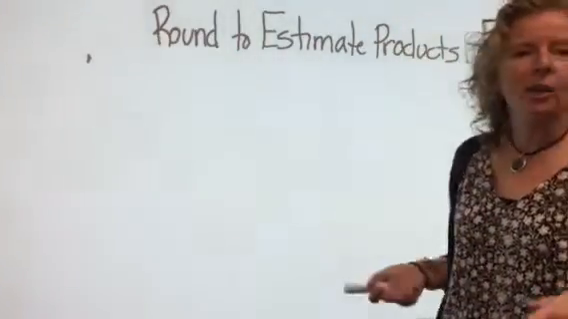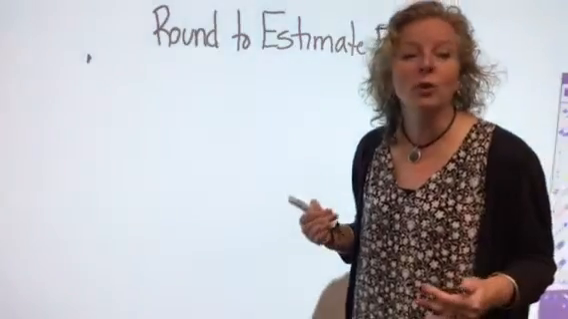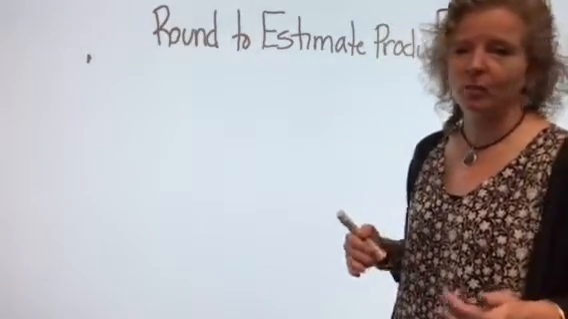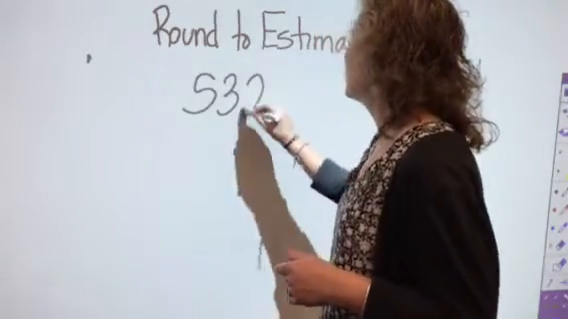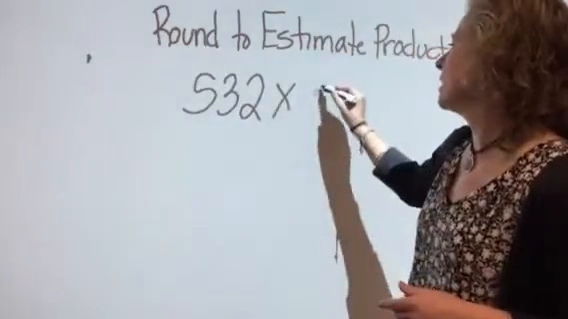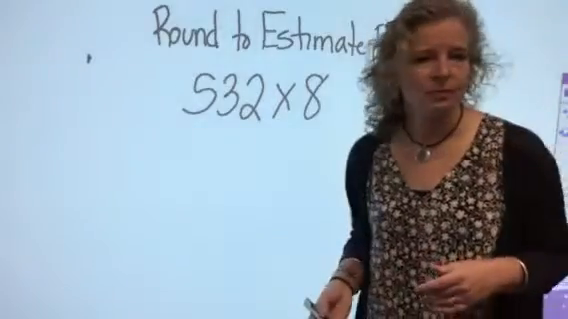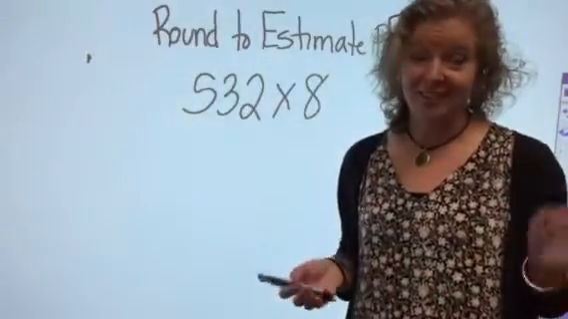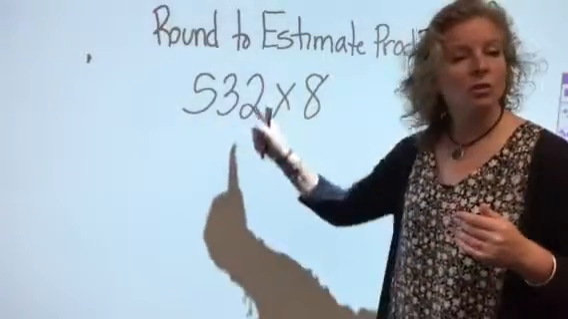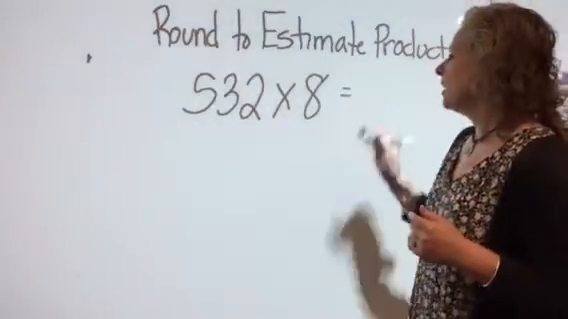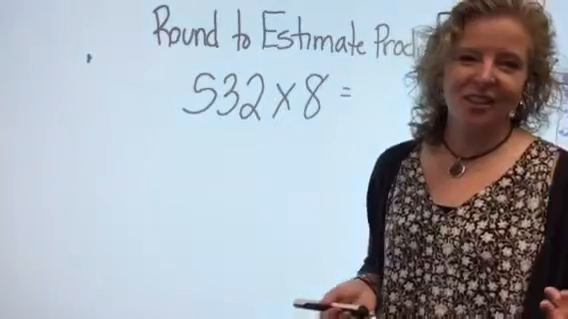But when it says products, are we going to be using addends? No, we're going to be using factors for this one. So let me show you an example of what we mean. If we have a problem like this, 532 times 8. Now, we've been learning just a little bit about how to multiply 1 digit times 2 and 3 digit numbers. But there's an easy way that we can find an estimate for this.